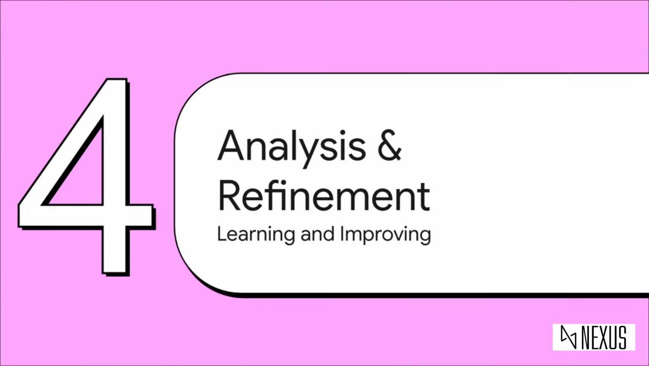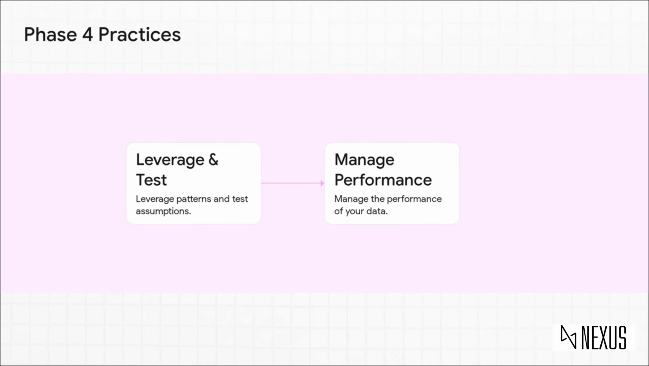Finally, we've made it to phase 4, analysis and refinement. The system is built, the data is flowing. This is the ongoing part where we actually start pulling value out, learning from what we find, and constantly improving the system over time. You have to think of this phase as a continuous loop with two sides.